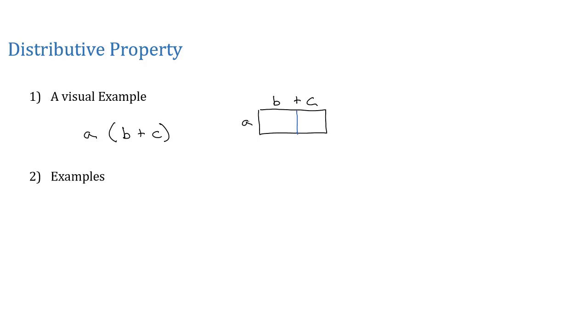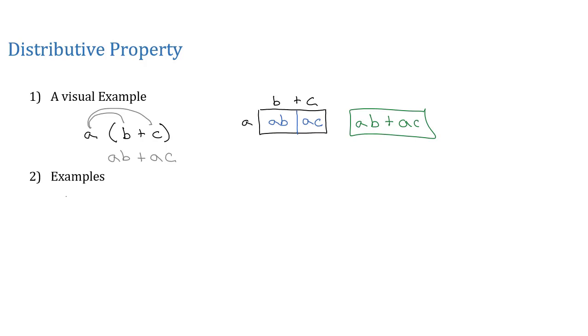Well, the rectangle on the left is A high and B long, so it's got an area of A times B. The area on the right is A high and C long. It has an area of A times C, which means combined the area is A times B plus A times C. In other words, I can multiply the A times the B to get AB, and the A times the C to get plus AC. We can distribute or multiply that A through the entire parentheses.